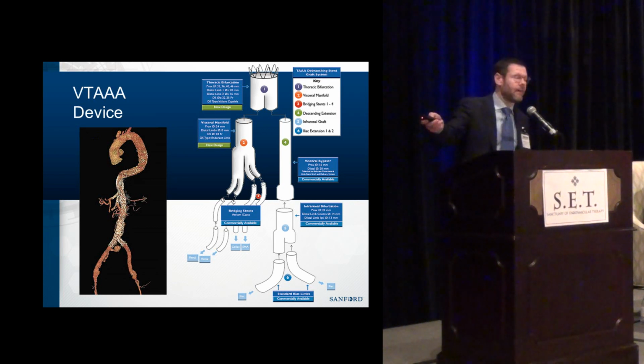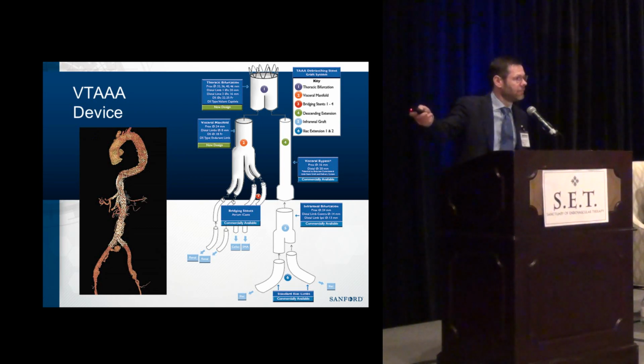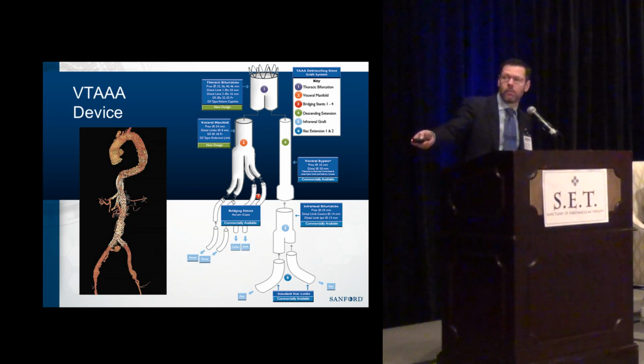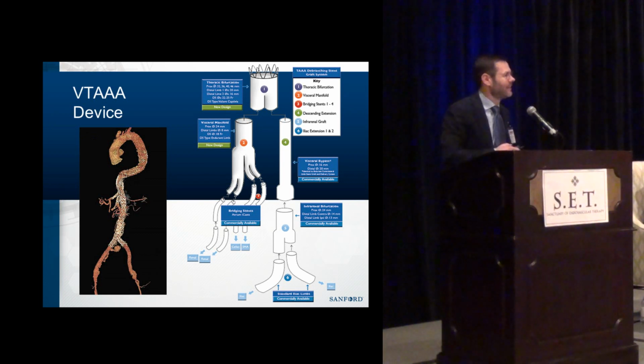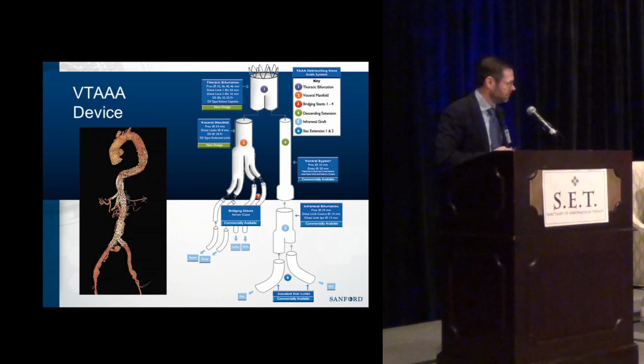So you've got about 5 different sizes of the thoracic bifur. Your manifold's the same. Your visceral bypass is the same. Your infrarenal bifur is the same. And you use standard iliac limbs. So when it comes to off the shelf, you've got 3 to 4 different thoracic sizes, and after that, it's one size fits everybody.